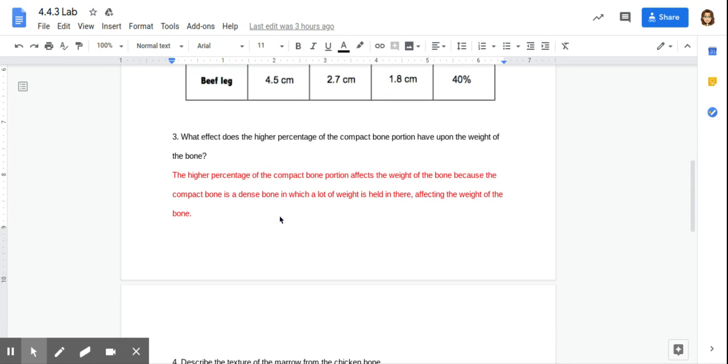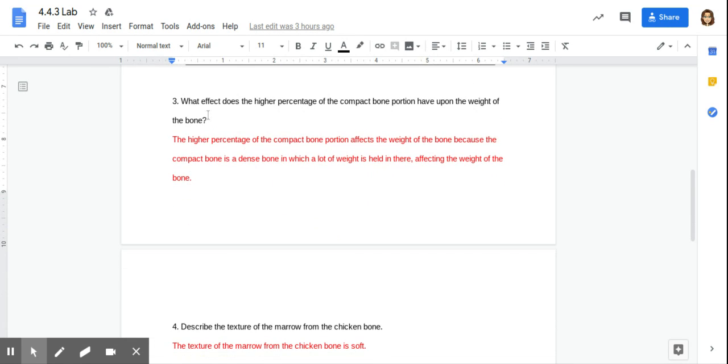So now we're going to answer our questions. Number 3 is, what effect does a higher percentage of the compact bone portion have upon the weight of the bone? I want you to think about something that's very compact, very tight, close together. That's going to be a lot heavier. It's going to weigh more.